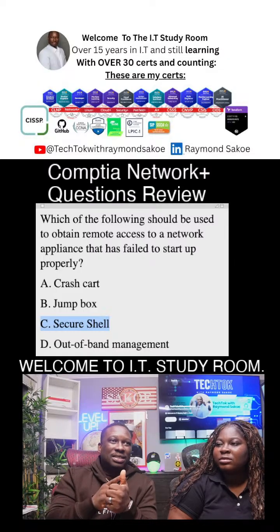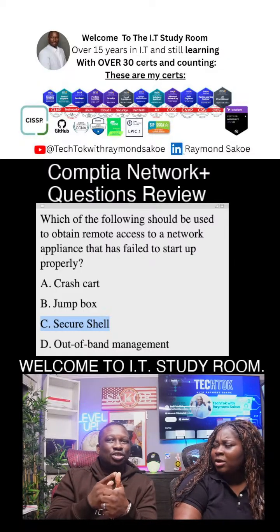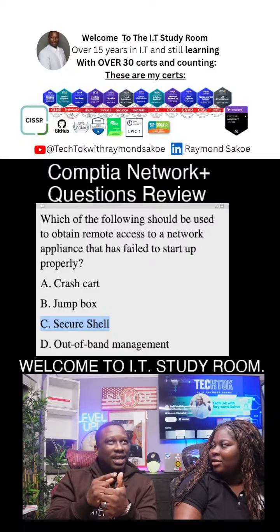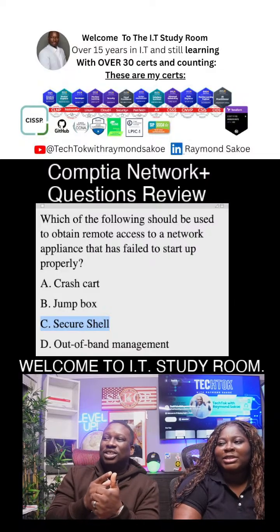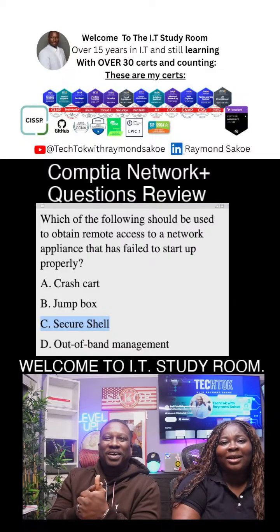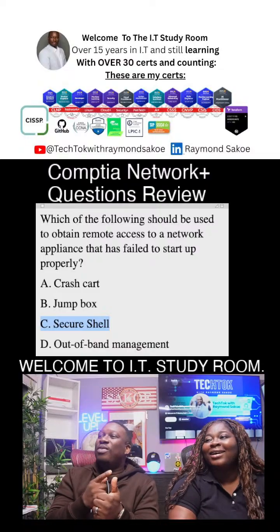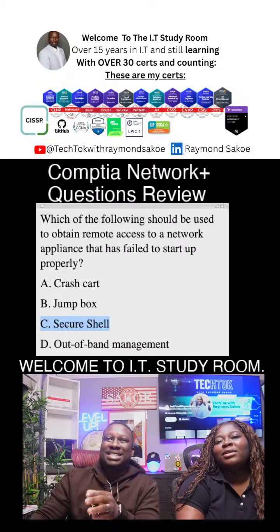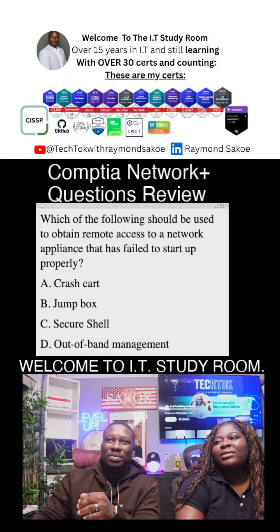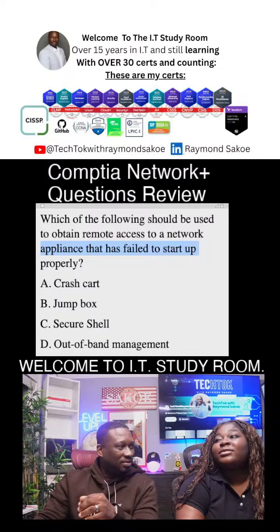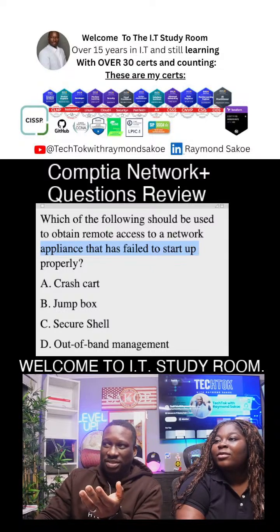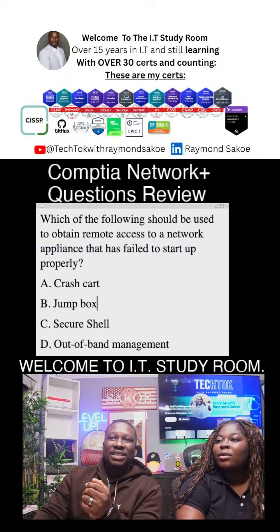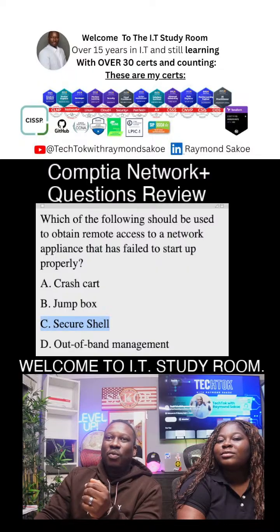The SSH daemon or the process. It's called what? Daemon. Okay, yeah. I was about to say it should be running, right? In order for the process to be running, the system or the appliance has to be what? Fully functioning for the system to start up, right? So SSH wouldn't work, right?